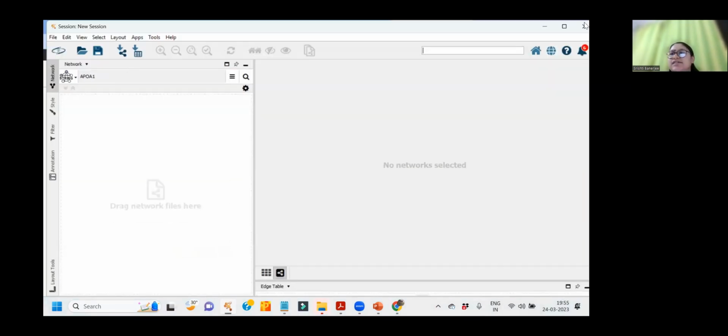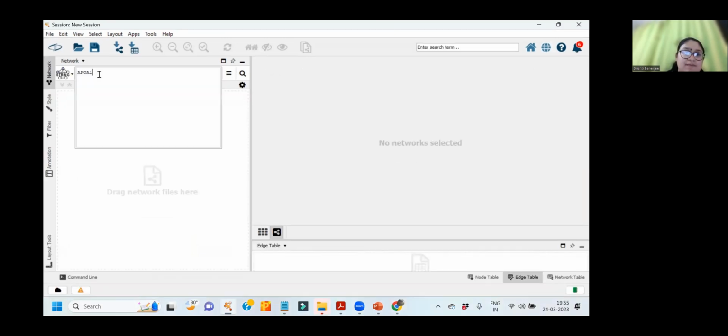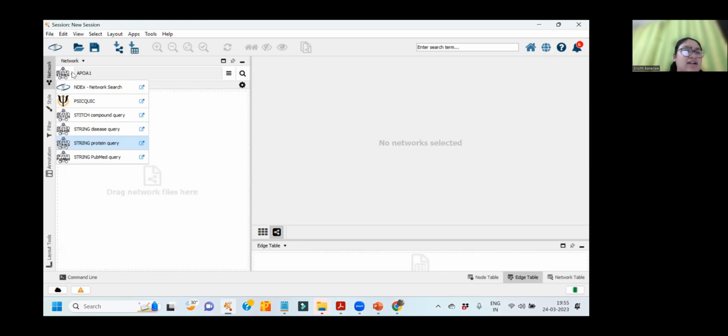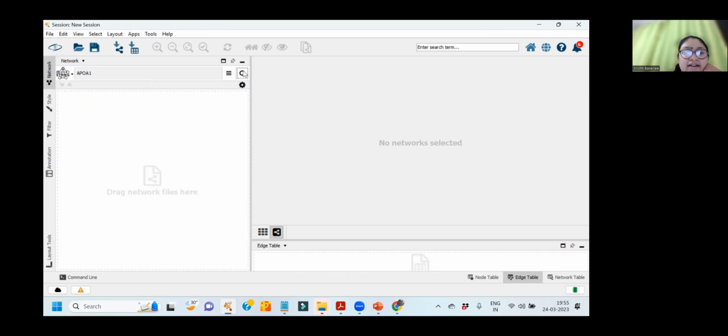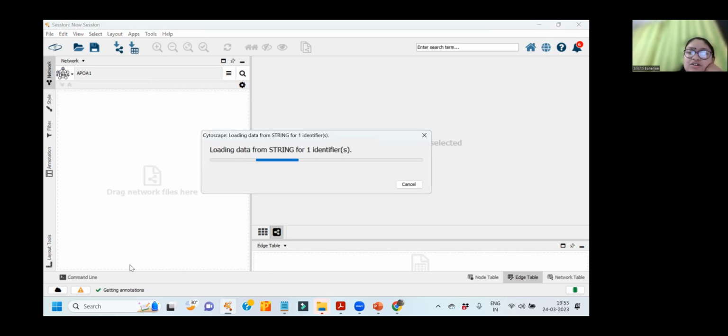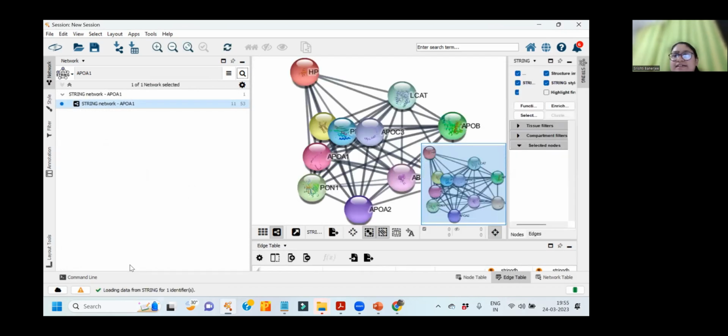This is Cytoscape, this is how the software looks. Here you paste the protein. I've already pasted it from before. You need to select STRING among the different options. It's already selected, and then enter. Then the search, you see. Yes, this is how it will look.